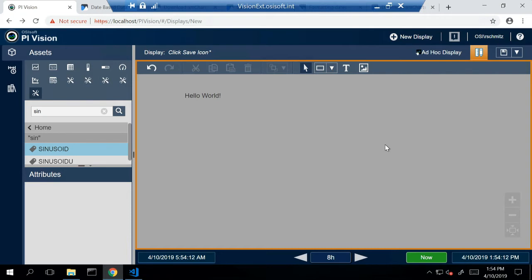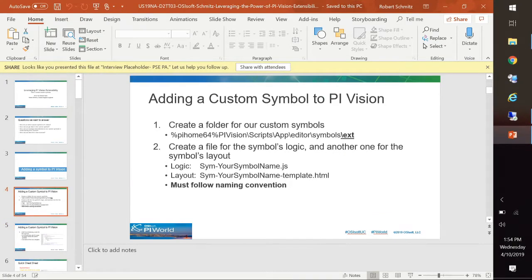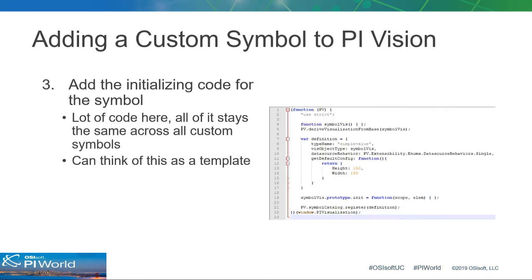You saw that I dragged it over with a sinusoid tag, but so far we're not getting a hook into that tag's data. All we're doing is just displaying the words hello world. So just to recap, the 3 things we did for this symbol were: create that ext folder, create 2 files, the JavaScript file or logic file for the symbol and the HTML file, the layout, which all it contains is hello world. We followed our naming conventions, and then we used that boilerplate code to just get a symbol up and registered.